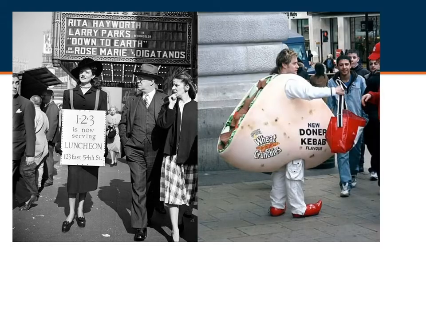This image is of what's called a sandwich board advertisement, and you can see why it gets the name. Somebody's just walking around with a board on their front and their back, and they're kind of a walking billboard. Kind of a current version of that would be here with the doner kebab in a costume going out and giving out free samples.